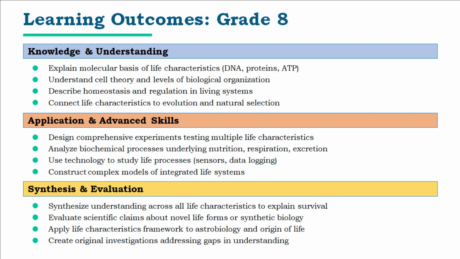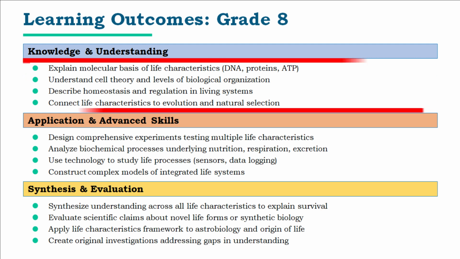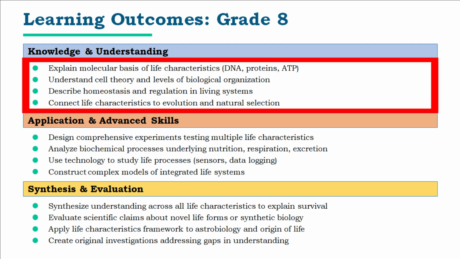Learning outcomes for Grade 8. For knowledge and understanding, the learning outcomes are that Grade 8 learners explain the molecular basis of life, understand cell theory, describe homeostasis, and connect life processes to evolution and natural selection.